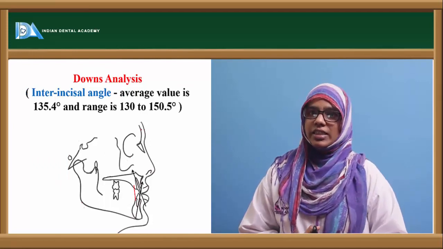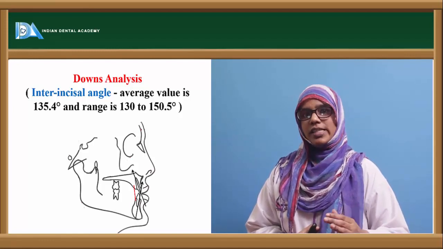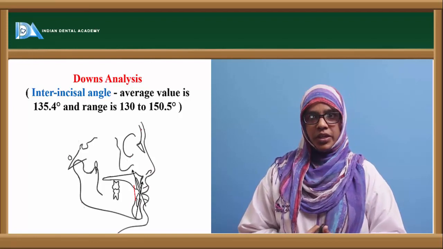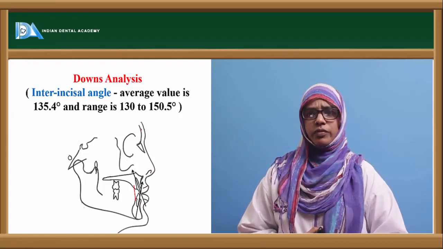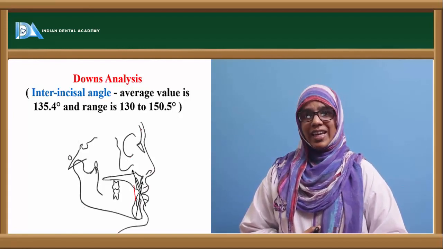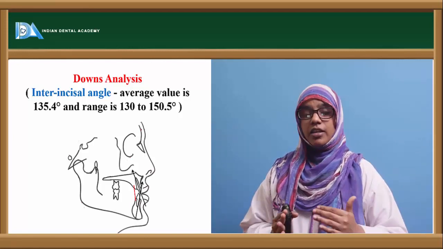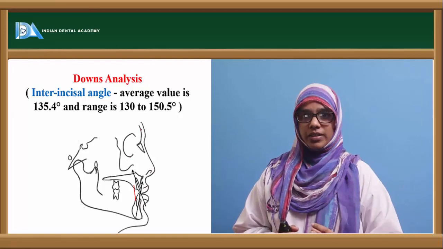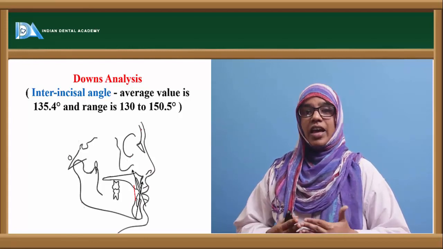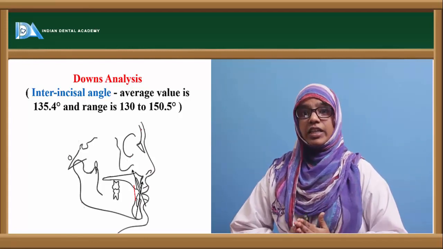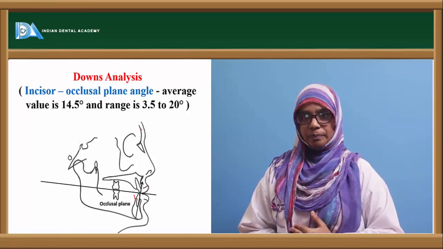Now the other analysis is interincisal angle. Now basically it is the angle formed along the long axis of central incisors of upper and lower teeth. The average is 135.4 degrees and the range is around 130 to 150 degrees. Now if this angle increases, that means there is maxillary hypoplasia or mandibular prognathism. In case of class 3 profile, the angle will increase. The angle will decrease in case of class 2 profile, that is bimaxillary protrusion. Class 2 profile, class 2 division 1 cases.